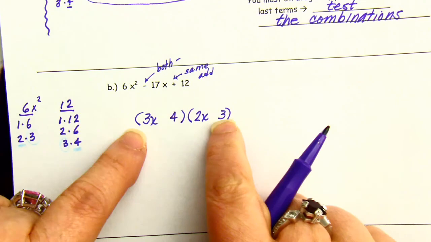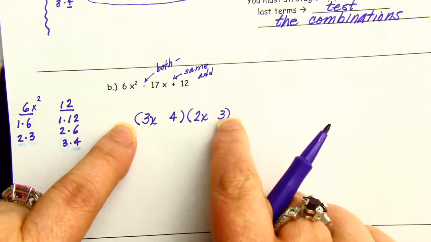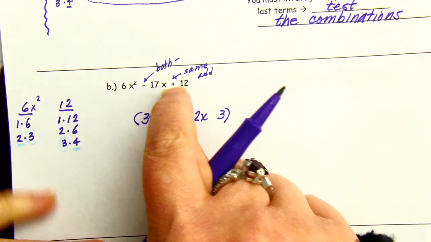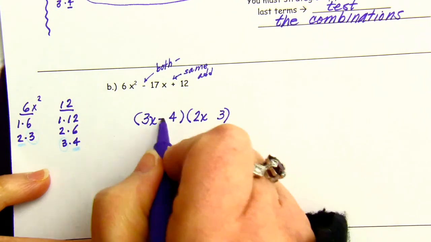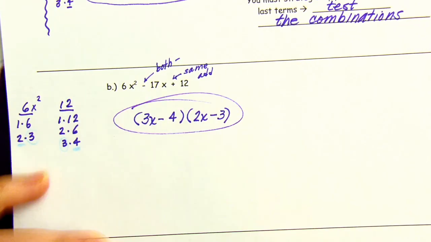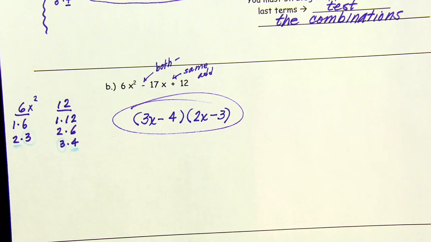This is 9x. This is 8x. 9x plus 8x is 17x. Signs are the same. They're both minus, minus, minus. Done. Done, done, done.